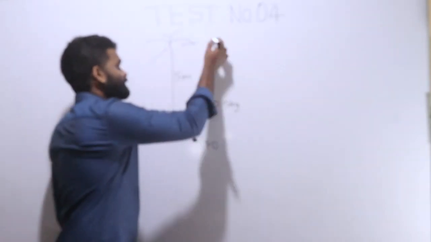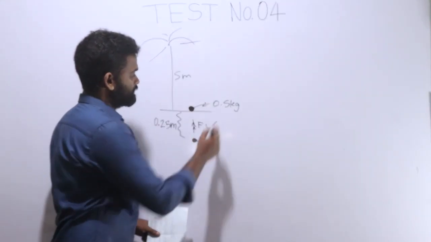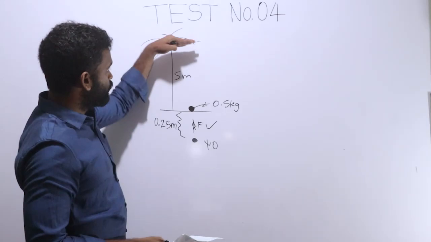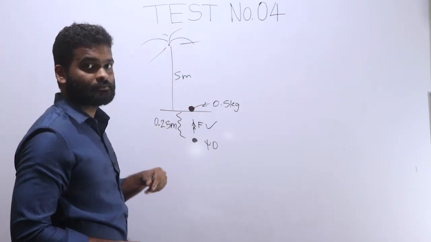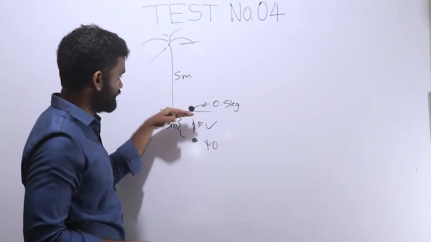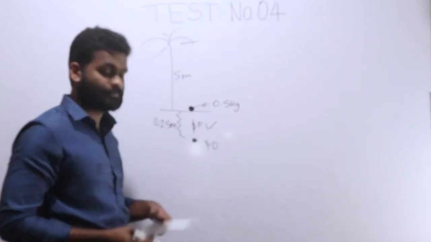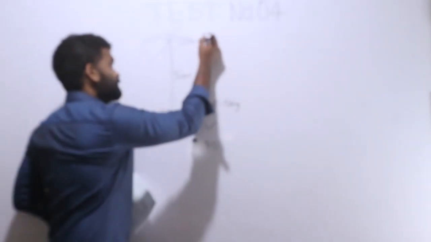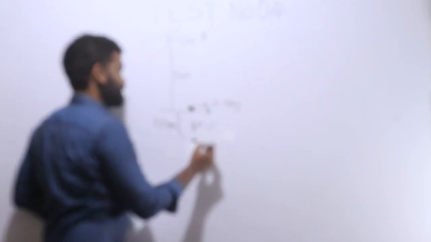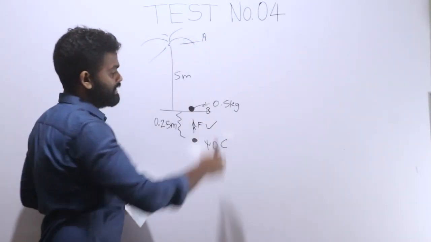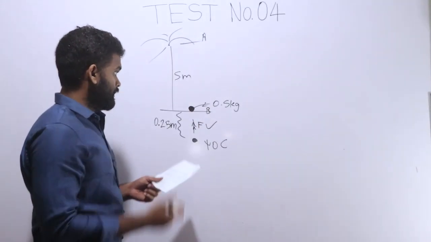Okay, so this is what they ask. I've solved this in two parts: as it falls under gravity and as it penetrates the ground. I'll label the levels A, B and C.